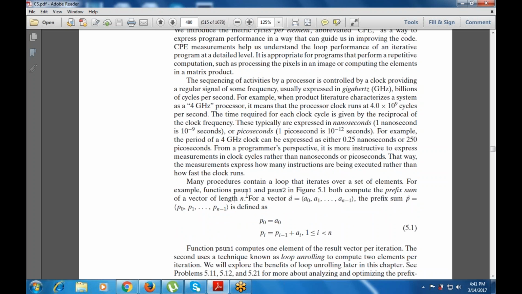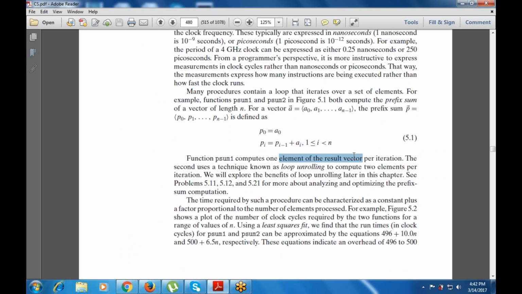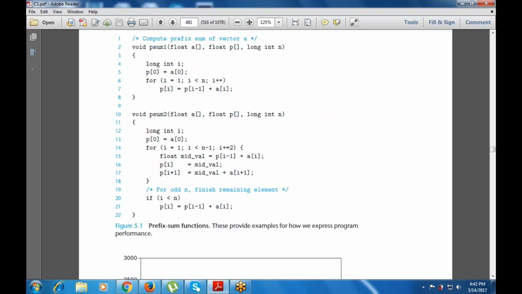For example, the functions p7 and p7 both compute the prefix sum of a vector of length n. The first p7 computes one element of the result vector per iteration, and the next technique also uses loop unrolling to compute two elements per iteration. Whatever computation I'm using can be characterized by a constant plus a factor proportional to the number of elements processed. That is used with the least sector set. This is the void P7.